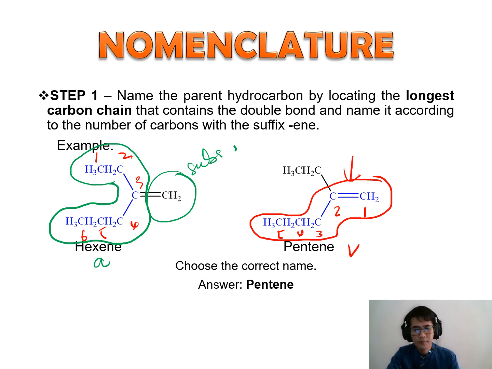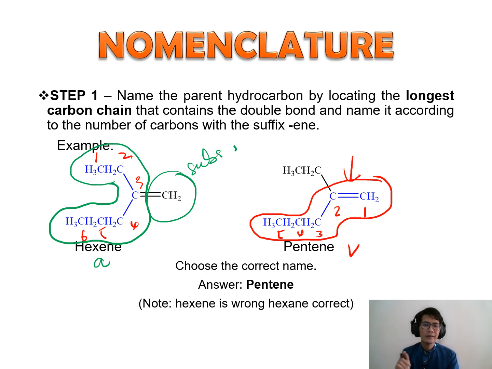Choose the correct name. The answer is pentene. Note that hexene is wrong, but hexane is correct. So that is another name for this compound. As I said, this one can be a substituent, and the name of the substituent is methylene. So maybe we can name this 3-methylene hexane. But now, since we want to focus on the nomenclature of the alkene, not hexane anymore, we focus on this type of nomenclature. But both are correct.